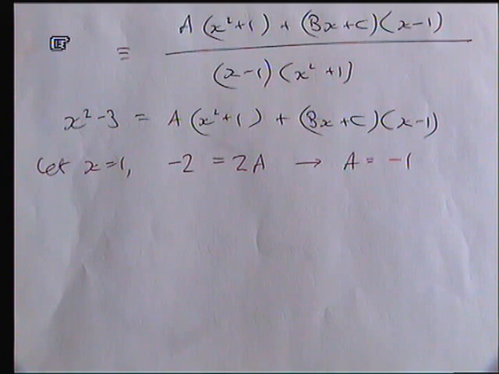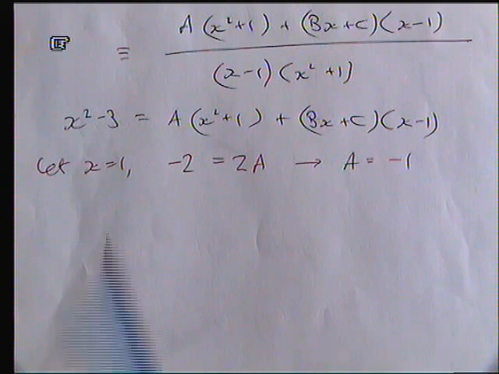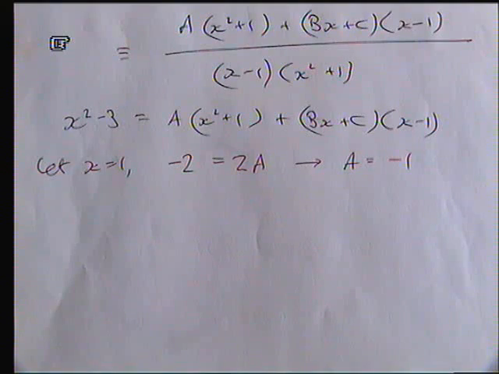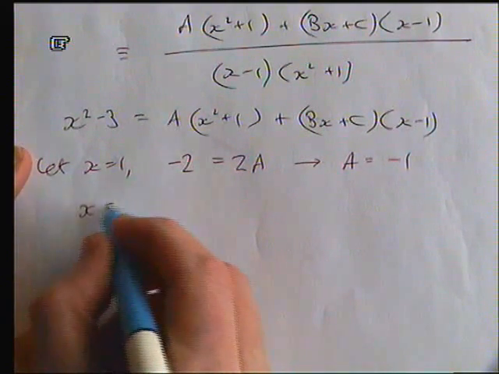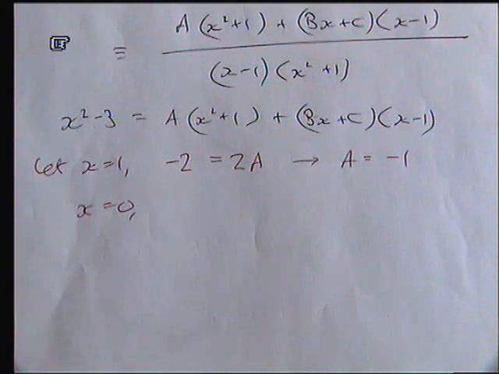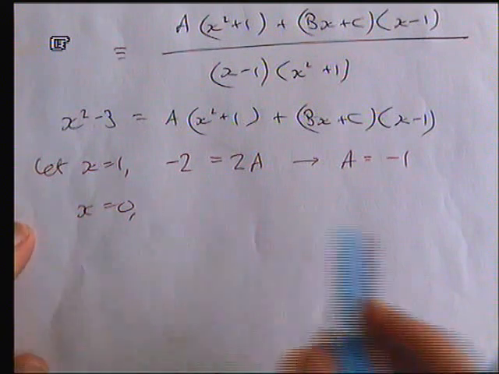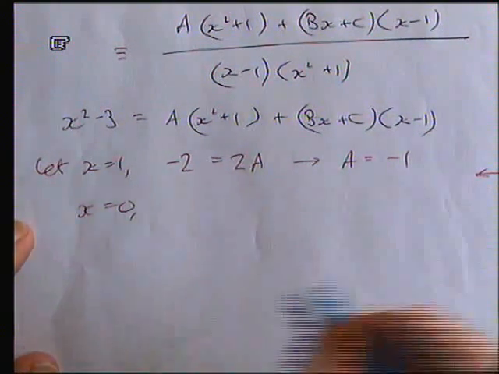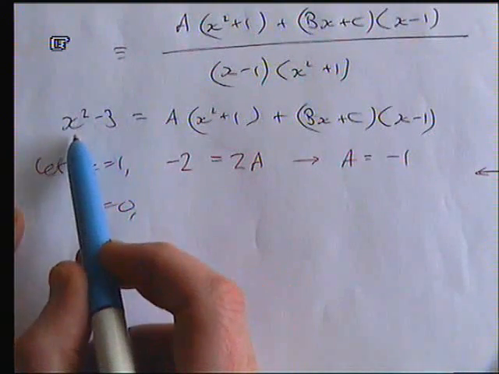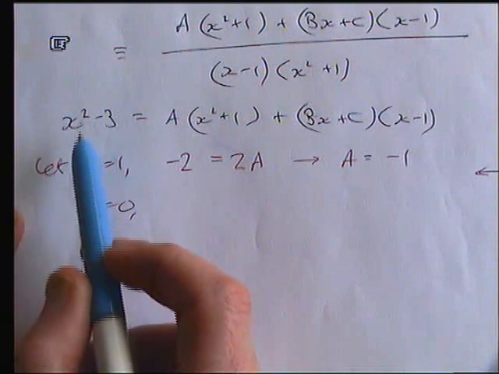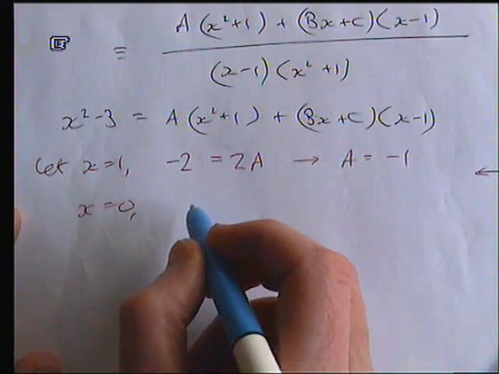Okay? So, what is a nice, simple number we could use? 1. We've used that one already, but it's a good choice. What's another very nice, simple number? 0. Let x equal 0. Purely for convenience, because it makes the sums nice and easy to do. If I let x equal 0, this is where I'm carrying on from today, the left-hand side becomes 0 squared minus 3, which isn't too hard to work out.